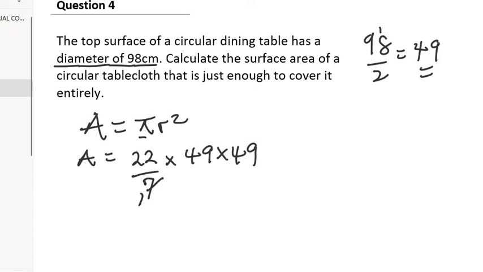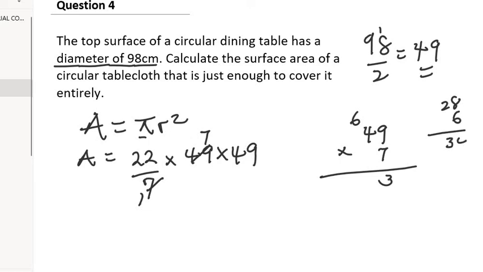Okay, 7 into 7, 1. So to get our answer, we need to multiply through 22 times 7 times 49. So 49 divided by 7: 7 times 7 is 49. Hold on. 7 times 49 gives us 343.